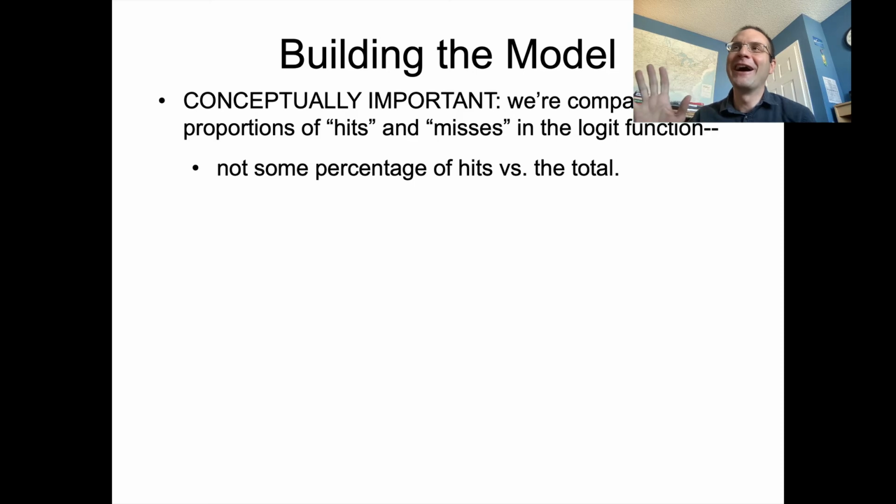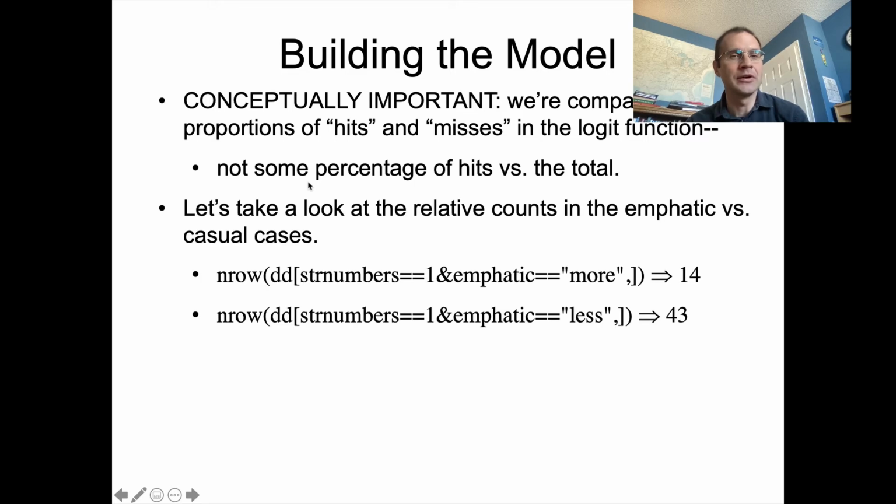But anyways, we might expect there to be gender differences in how often this variant appears in the speech of these speakers in Columbus, Ohio. But ultimately, in terms of how we're going to construct the model, we're going to compare proportions of stra to stra productions, and I want to focus here on the proportion part of this. So proportions of hits and misses, not some percentage of hits versus some overall total.